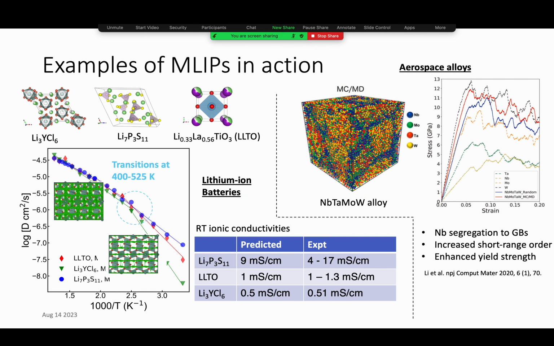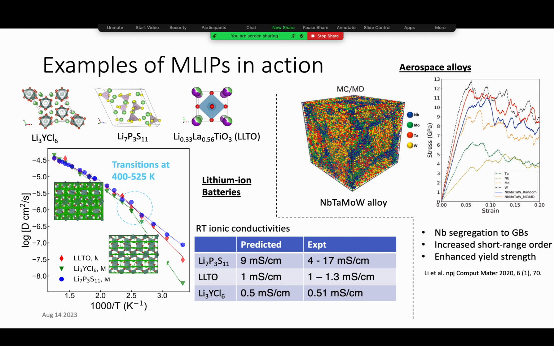Just to show you some examples, people have used, for example, my group has used machine learning interatomic potentials to study things like solid electrolytes for lithium-ion batteries, and what we find is that we can investigate a lot of physics that we were not able to do before, because we can actually simulate all the way down to room temperature rather than having to rely on high temperature simulations.